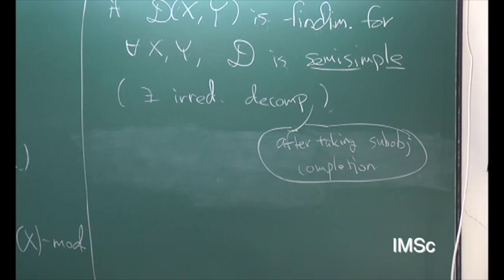Okay, then the tensor category has a bit more structure. Namely, you can take tensor product of things.